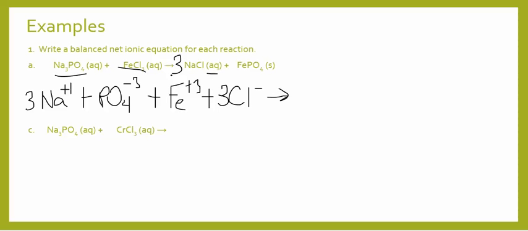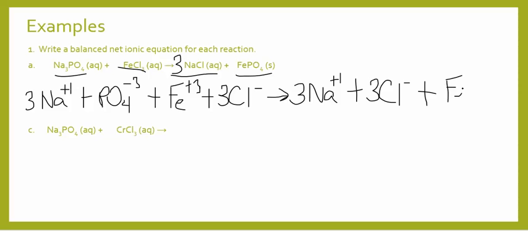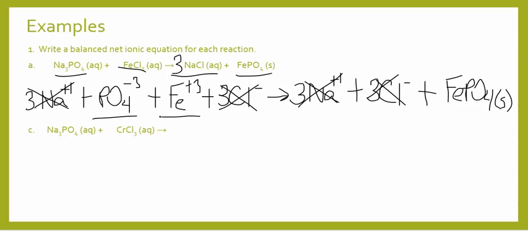On the product side, NaCl is aqueous. Split it apart into ions. 3 Na+ and 3 Cl-. FePO4 is a solid. Keep it together. Don't do anything to the solid. Spectators. Na+ is aqueous on both sides. Cross it out. Chloride is aqueous on both sides. Cross it out. The balanced net ionic equation is PO4 with a negative 3 plus Fe with a plus 3 forms the solid FePO4.